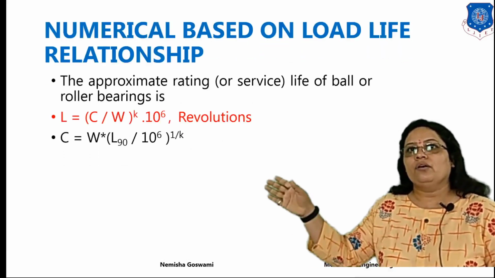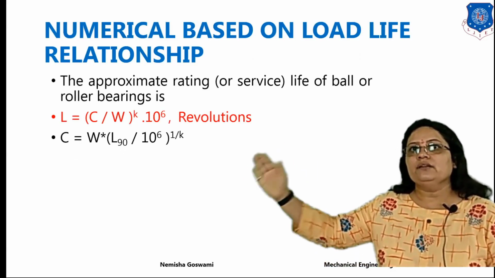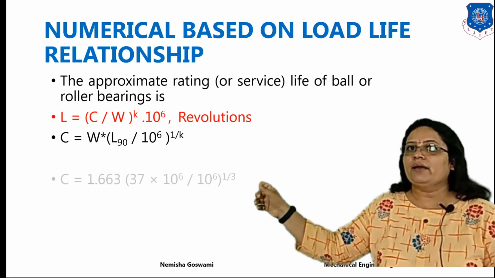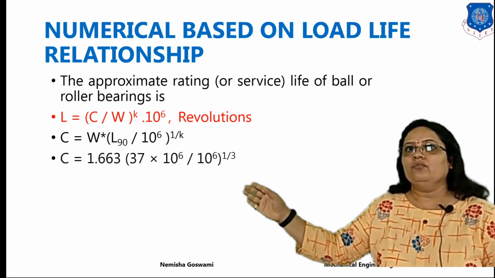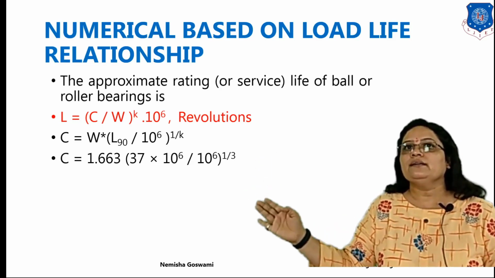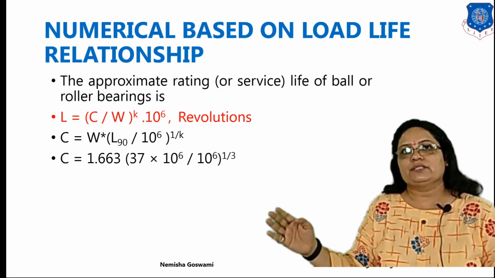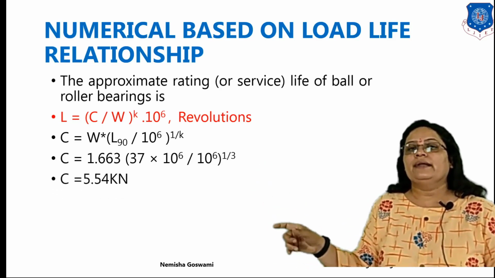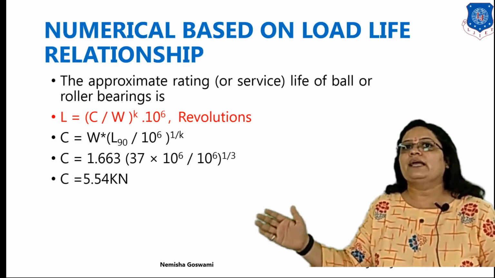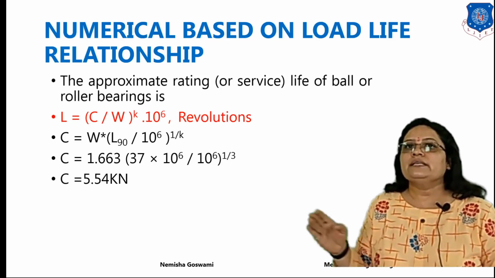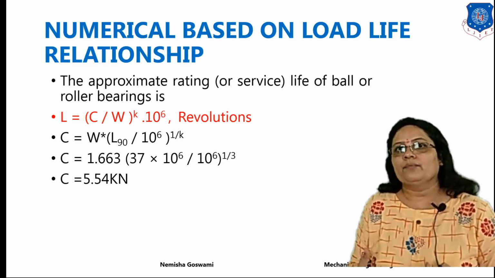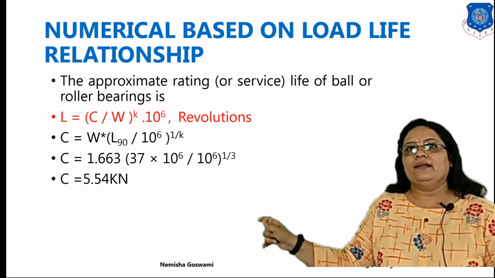So put all the values in this equation. C is equal to W into L90 divided by 10 to the power 6, whole power 1 upon 3. L90 we have already found, and W we have found. So W is equal to 1.663 and L90 is equal to 37 into 10 to the power 6, divided by 10 to the power 6. So finally you will get the basic dynamic load equal to 5.54 kilonewton. This is what they asked in the numerical problem, so this is your final answer.